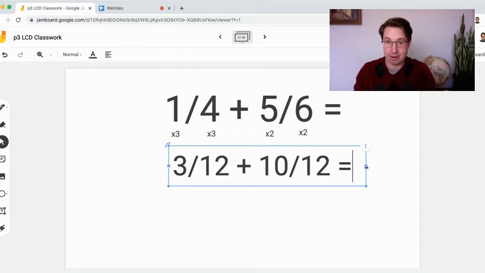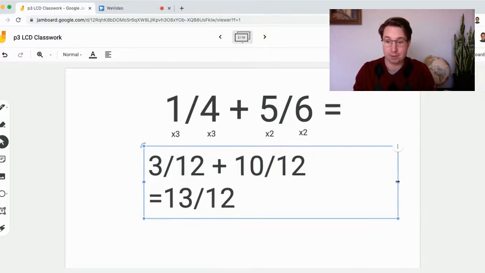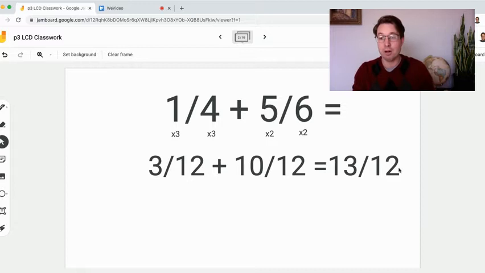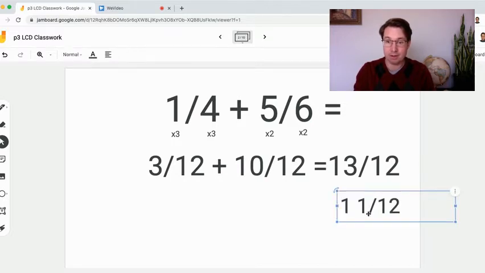Now we can add these together. 3/12 plus 10/12, well, the denominator is 12, so we leave those alone. 3 plus 10 is 13/12. If I'm asking you to change this into a mixed number, well, if a pizza is cut into 12 slices and I have 13, I have 1 whole and 1/12, right? So 12 gets me to 12, and then I have 13, so I have 1 more. 1 and 1/12 would be my mixed number there. Either of those answers is acceptable.